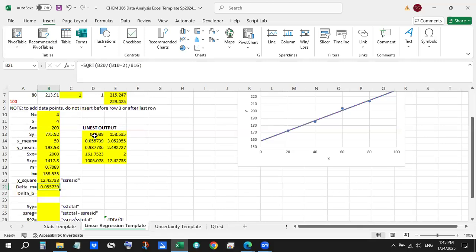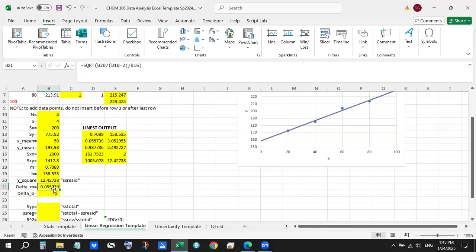Look, compare that to the uncertainty in the slope according to LINEST. LINEST says the uncertainty in the slope is 0.055739. According to our setup here, our formula is 0.055739. It's the same answer.